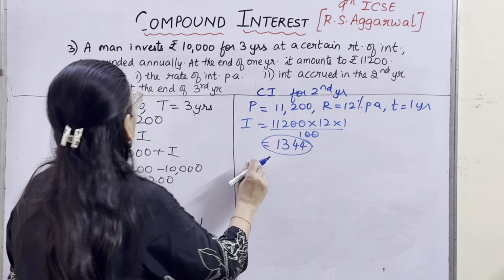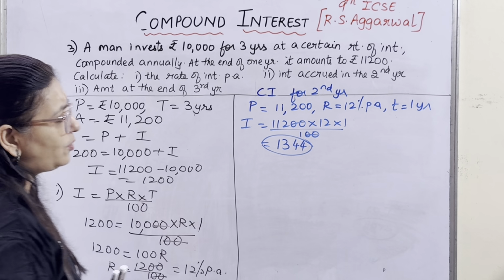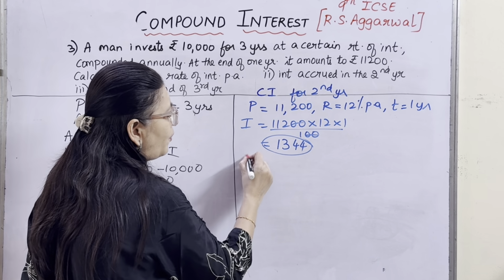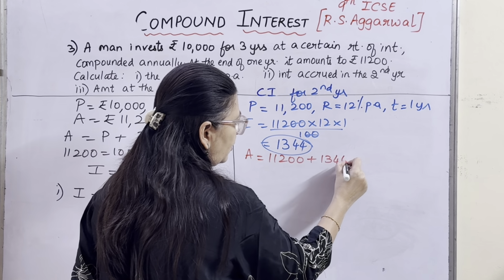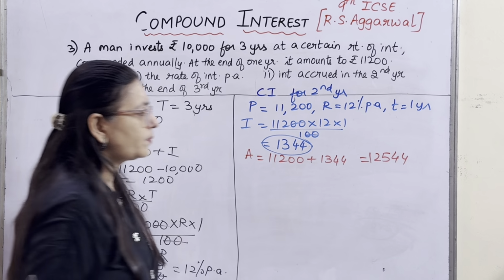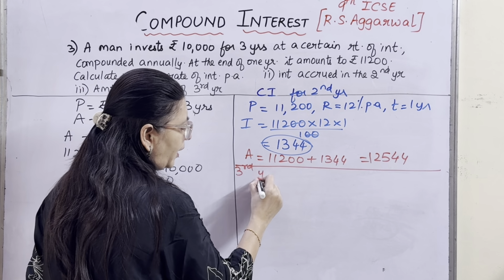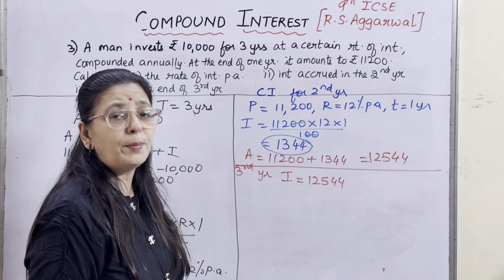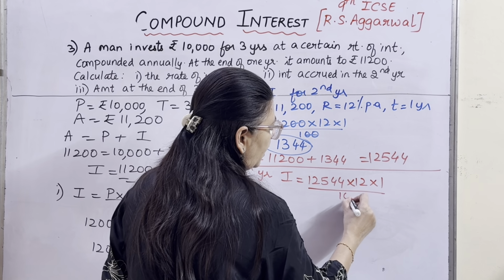Okay. Now the third part. Find the amount at the end of the third year. So that means you have to find the principal for the third year. How do you find the principal for the third year? By finding the amount. So amount is principal plus interest, which is equal to 44,521. Okay. Now for the third year, find the interest. Interest is 12,544 because that becomes the principal. Rate is 12% into 1 upon 100.